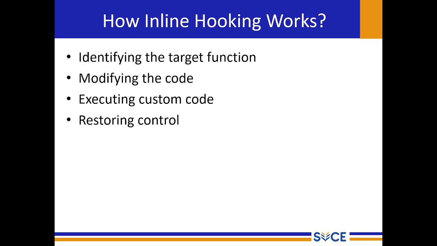Modifying the code. The hooker replaces the first few bytes of the target function with a jump instruction. It is often called a hook. And this jump instruction redirects the execution to the custom code, the hook. Then the custom code can perform its own operations, for example logging or modifying the parameters, and then optionally call the original function to maintain normal functionality.